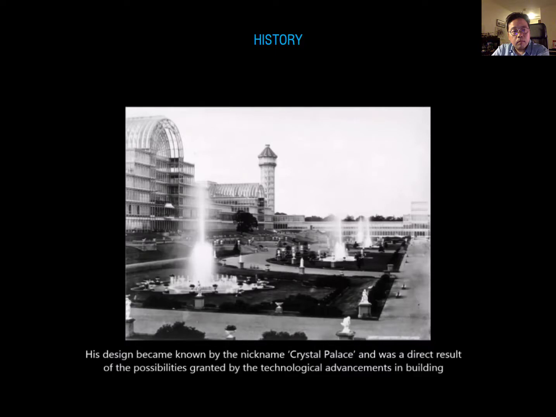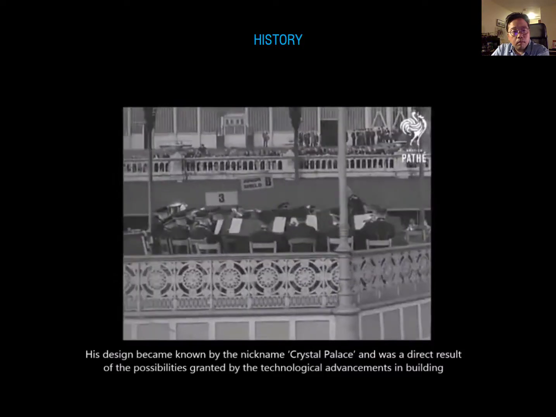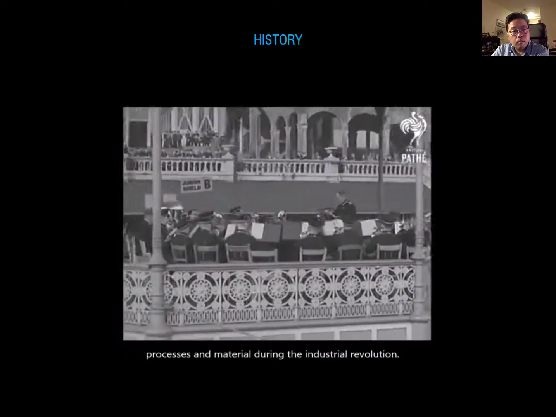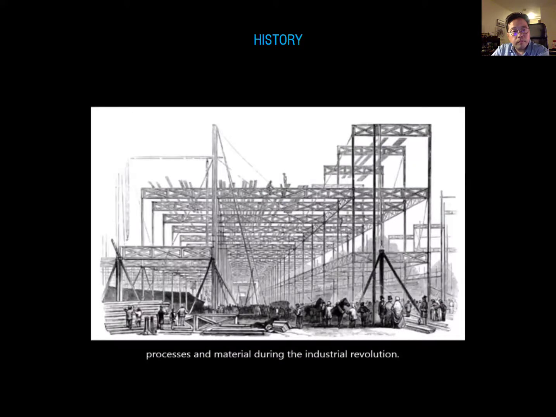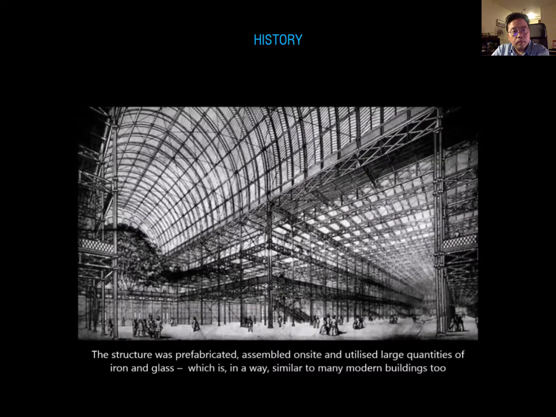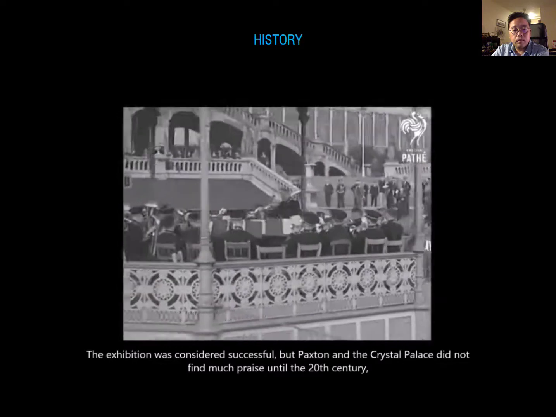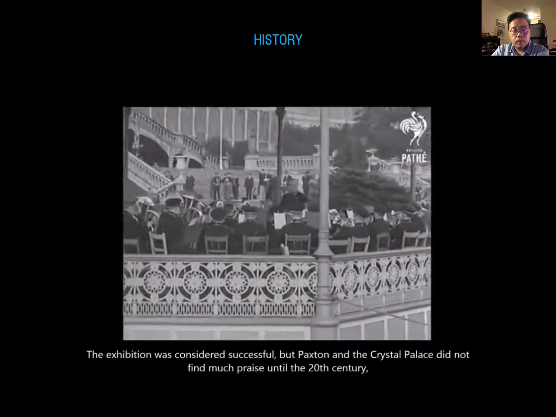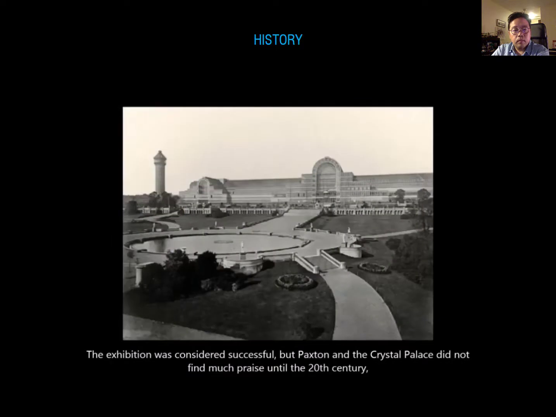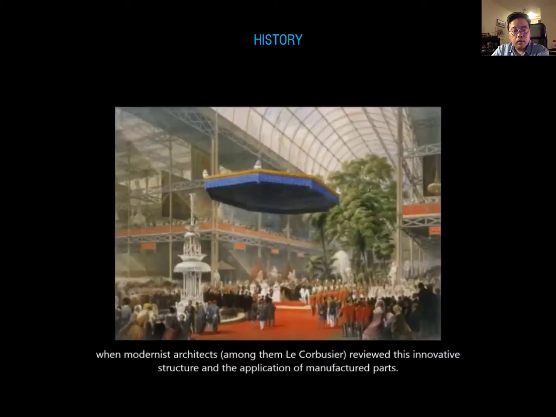His design became known by the nickname Crystal Palace and was a direct result of the possibilities granted by the technological advancements in building processes and material during the Industrial Revolution. The structure was prefabricated, assembled on-site, and utilized large quantities of iron and glass, which is in a way similar to many modern buildings too. The exhibition was considered successful, but Paxton and the Crystal Palace did not find much praise until the 20th century, when modernist architects, among them Le Corbusier, reviewed this innovative structure and the application of manufactured parts.